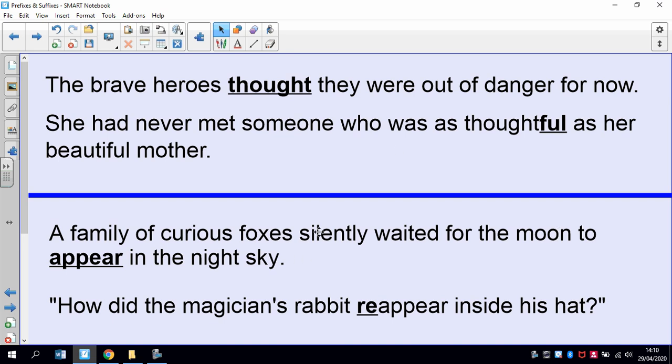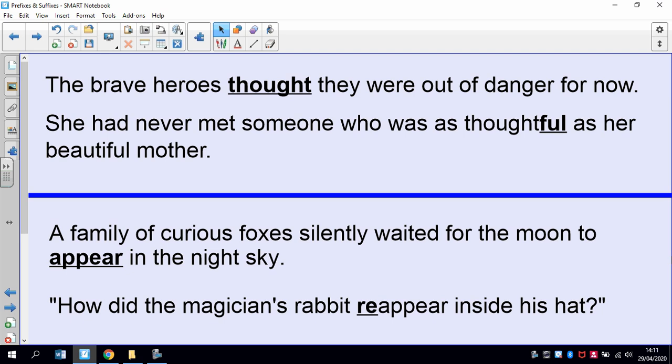What if I want to use a root word and then throw a prefix onto the front of it? So let's see if you can spot the difference. A family of curious foxes silently waited for the moon to appear in the night sky. And then I've decided, well, I'm going to throw a prefix onto the front of that. How did the magician's rabbit reappear inside his hat? You can see it changes the meaning of the word completely just by adding a couple of letters to it.